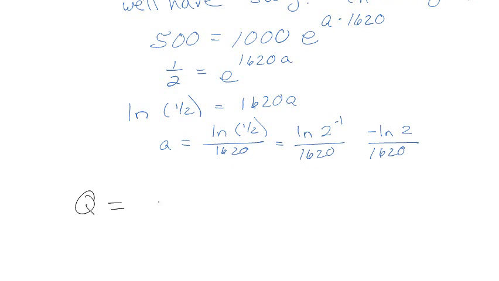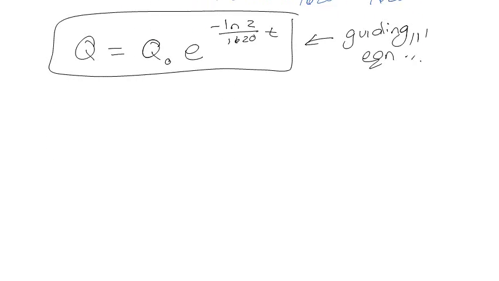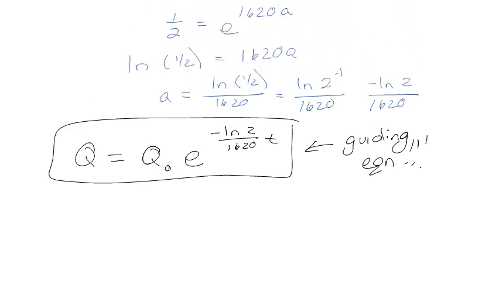Our actual equation is Q, the current value, is equal to the initial value times e to the AT. Now we know that a is negative natural log of 2 over 1620. So this is our guiding equation, I guess, that covers everything that we've got. So that's kind of fun. Guiding equation. Okay, so now what we want to do is actually solve the problem, and I already forgot what that was because I got so excited about the math.